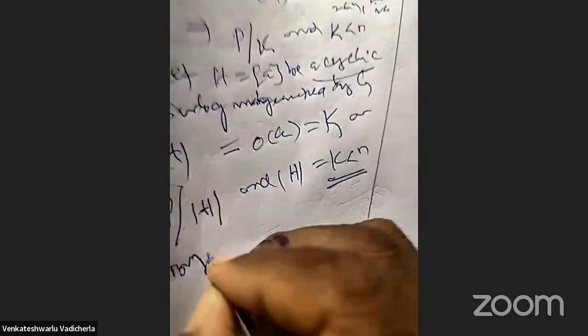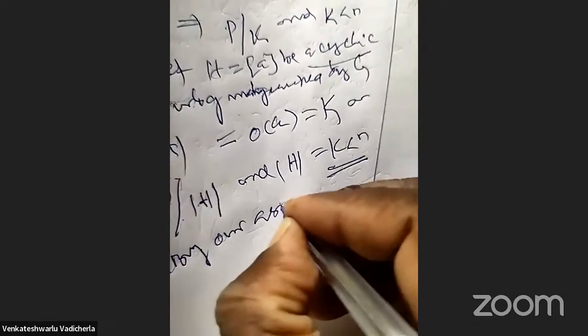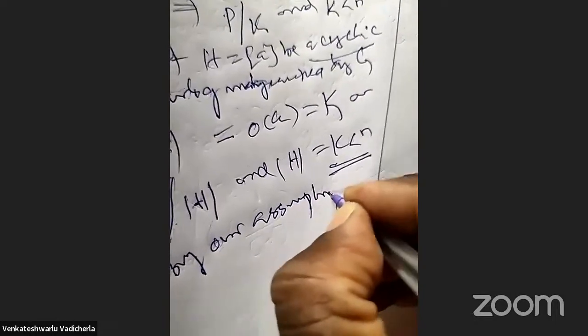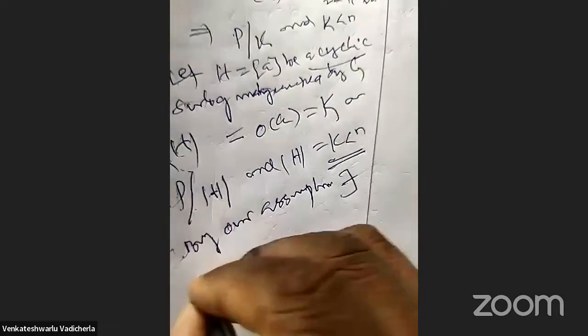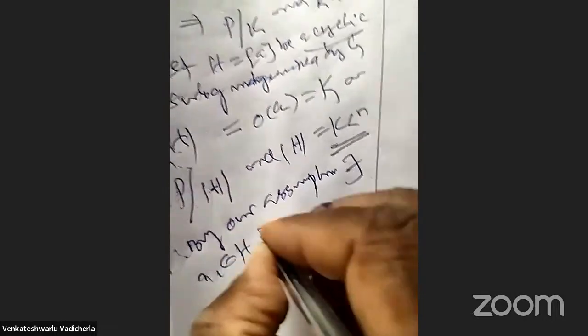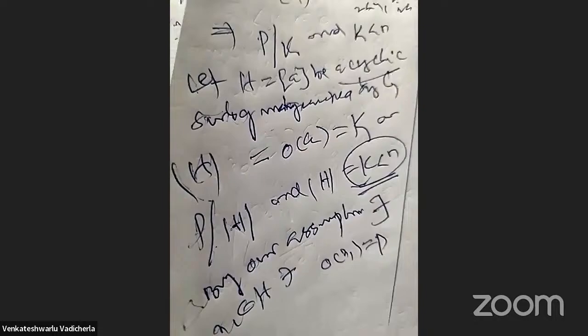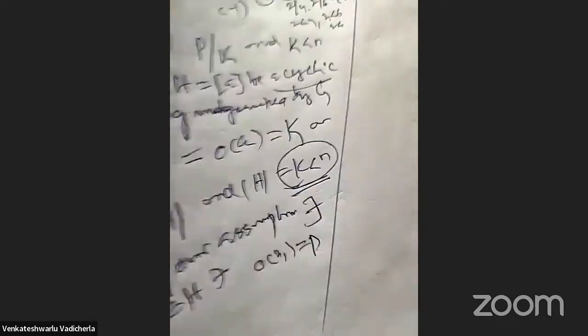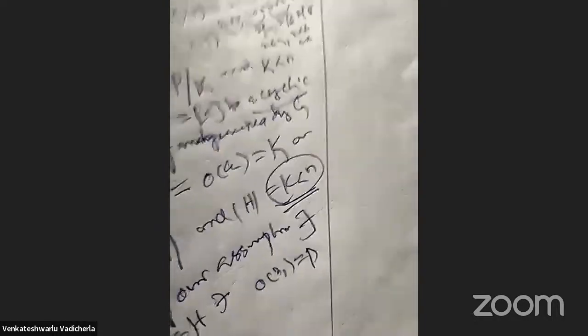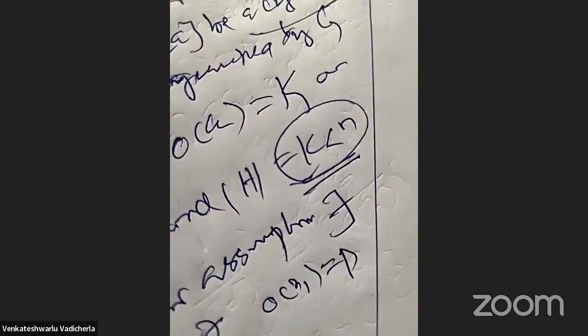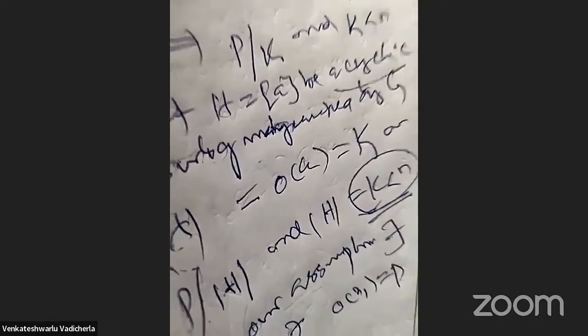by our assumption, there exists x1 an element of H such that the order of x1 is equal to P. By our assumption, M is less than N or K is less than N, the theorem result is true for all groups of order less than N. For any group of order less than N, the theorem result is true. What is the theorem result? If a prime number P divides the order of a group G, then G has an element of order P.